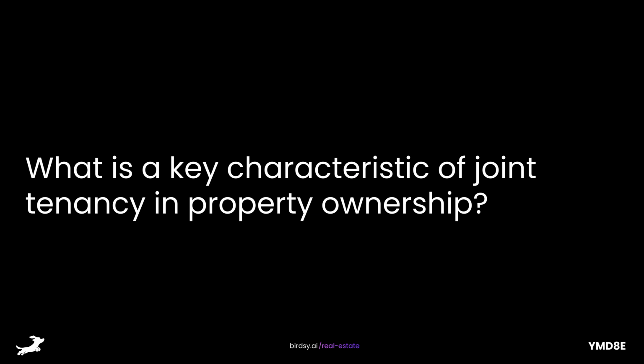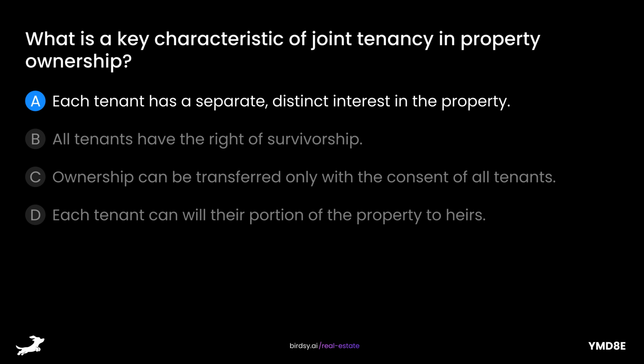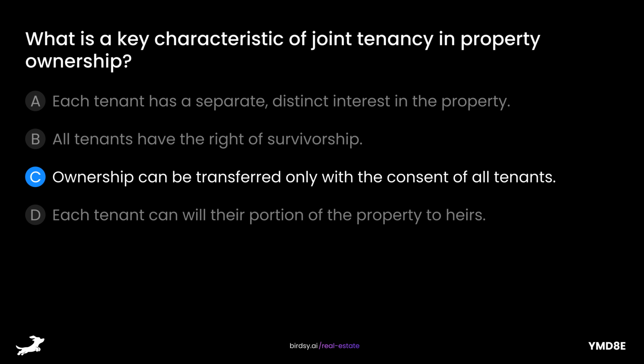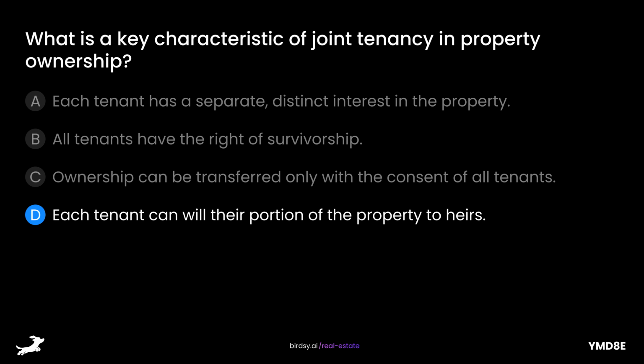What is a key characteristic of joint tenancy in property ownership? Is it A, each tenant has a separate, distinct interest in the property, B, all tenants have the right of survivorship, C, ownership can be transferred only with the consent of all tenants, or D, each tenant can will their portion of the property to heirs?